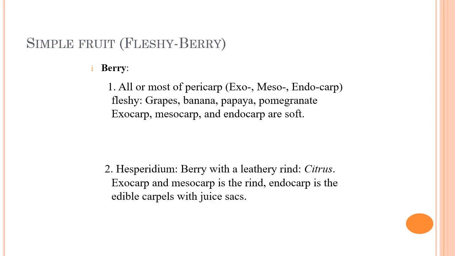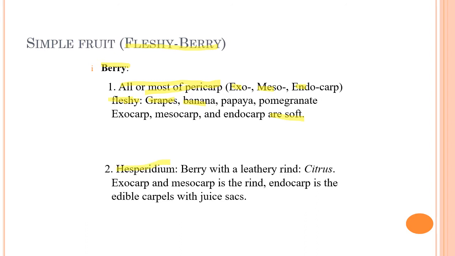Some classifications for simple fruit include fleshy fruits like berry. In a berry, all three layers, the exocarp, the mesocarp, and the endocarp, are fleshy. If you take grapes, for example, there is no hard part in grapes. All of them are easy to eat. The whole grape can be eaten because all three layers are fleshy. Banana is the same thing. Banana, pomegranate, all these layers are soft and fleshy.